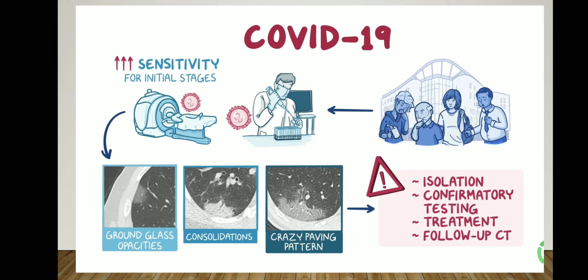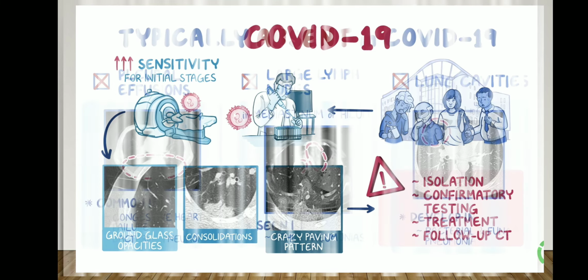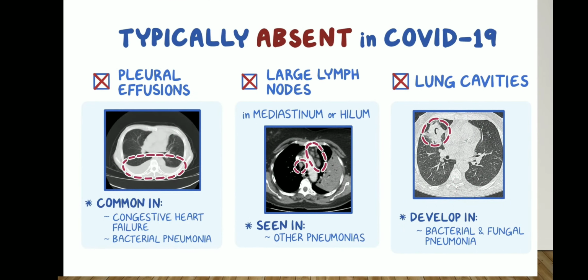The major diagnosis for COVID-19 is reverse transcriptase PCR, and we can also do X-ray and CT scan. The CT scan has typical findings like ground glass opacities, consolidations, and crazy paving patterns, and typical absences. There is no pleural effusion, lymph node enlargement, or lung cavities in case of COVID-19.